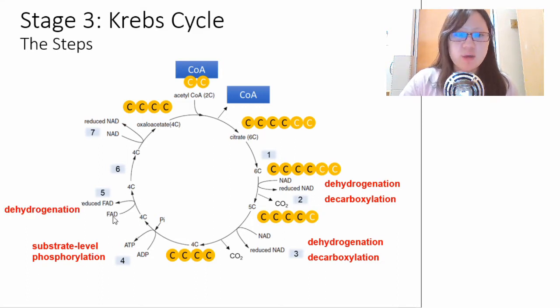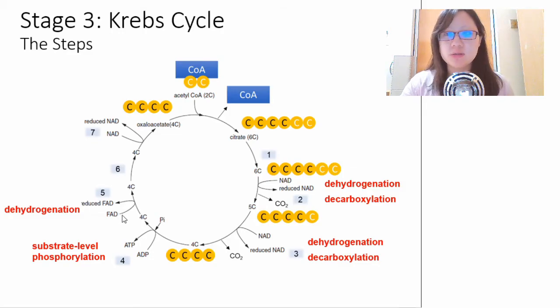The next stage, we have reduced FAD formed. So dehydrogenation occurs as well because FAD carries 2 hydrogen atoms away from that 4-carbon molecule. And then number 6, nothing we can see. Number 7, there is a reduced NAD that is formed, which means that there is a dehydrogenation reaction as well.